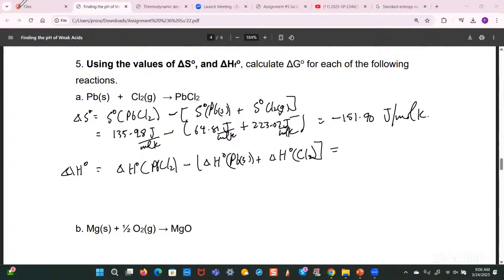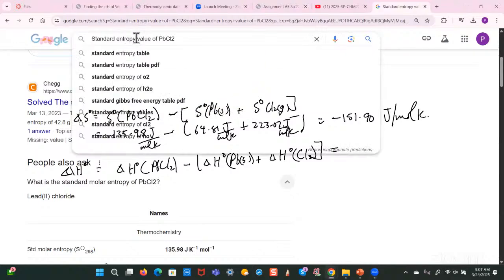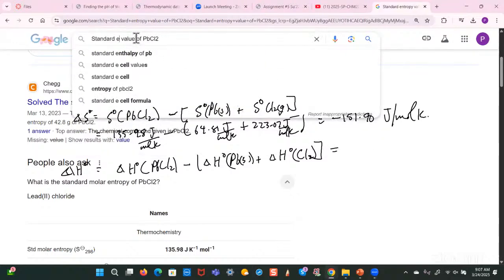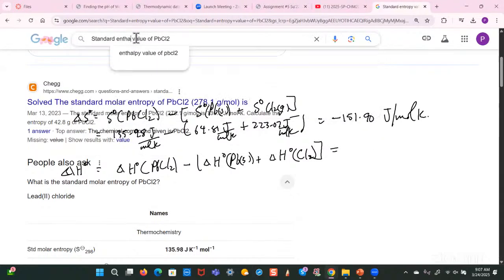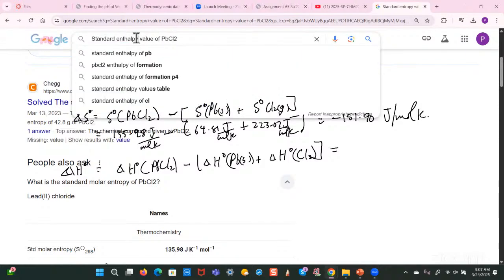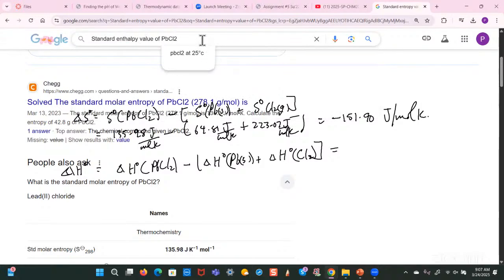Okay, so as I said before, I need to look up the standard enthalpy value of lead 2 chloride because it's not in the table. So I'm going to look for the standard enthalpy value for lead 2 chloride. And let's see here, search.